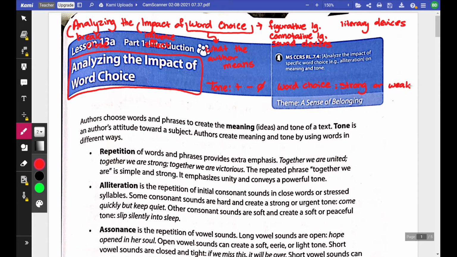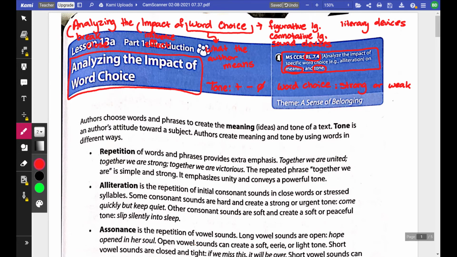Okay, so now that we have broken apart our title, pretty good, let's look at our standard right here, and I'm going to box that in. So, this is the standard we are focusing on for lesson 13A. It's RL 7.4, and it says that we are going to analyze the impact of specific word choice. So, for example, alliteration on meaning and tone. So, we're really going to focus on meaning and tone in this lesson.